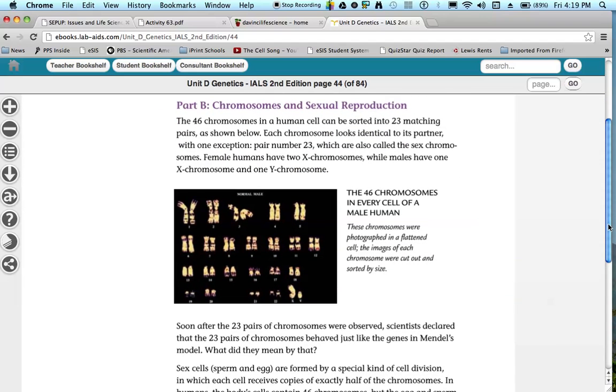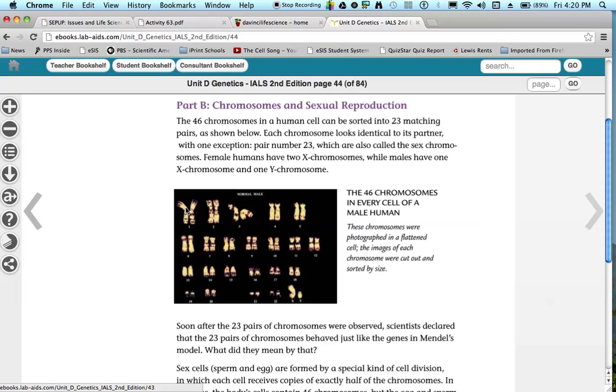Part B, chromosomes and sexual reproduction. The 46 chromosomes in a human cell can be sorted into 23 matching pairs, as shown below. Each chromosome looks identical to its partner, with one exception. Pair number 23, which is right down here, which are also called the sex chromosomes. Female humans have 2 X chromosomes, while males have only 1 X chromosome and 1 Y chromosome.